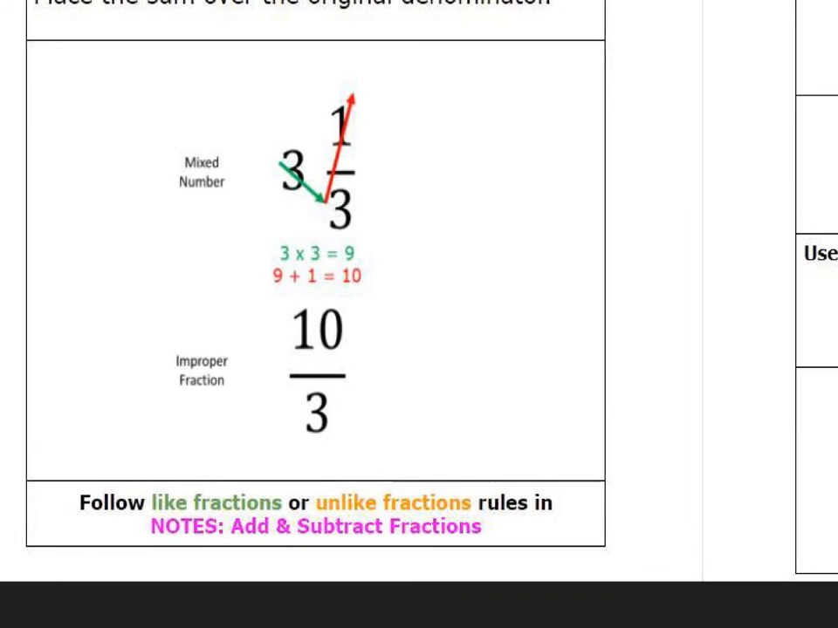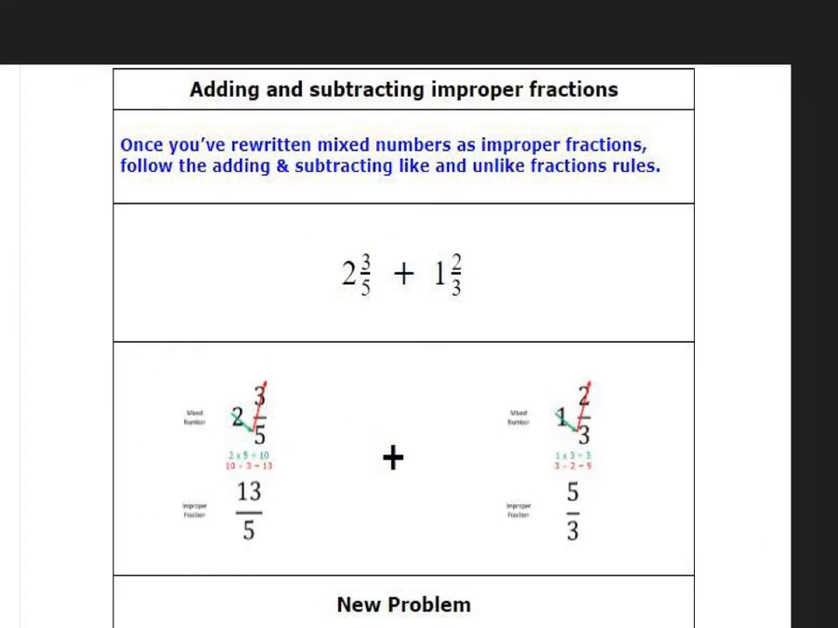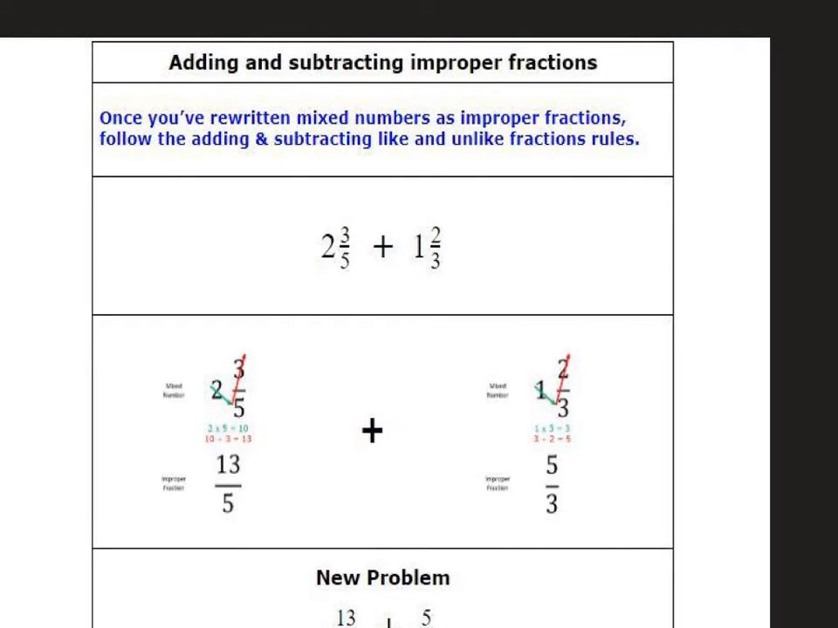Okay, then you're going to follow the like fraction or unlike fraction rules when you add or subtract. So first thing you need to do is the checkma. All right, let's look at a little bit more here. So once you've rewritten your mixed numbers as improper fractions, follow the adding and subtracting like and unlike fraction rules. You have notes on those, so refer back to those.